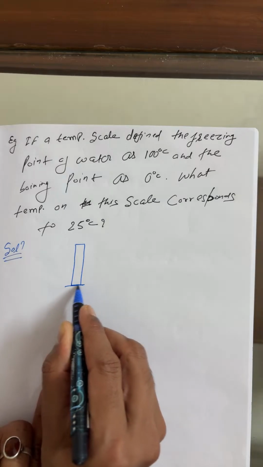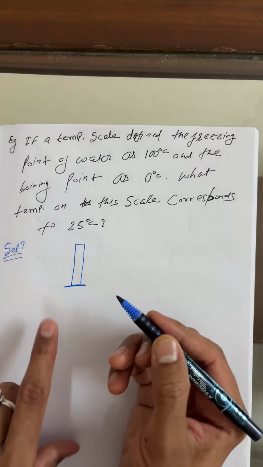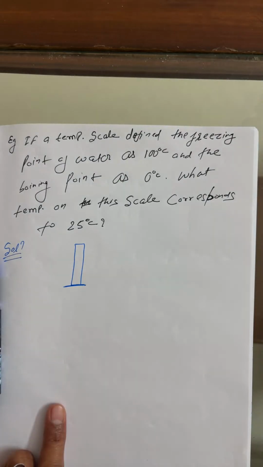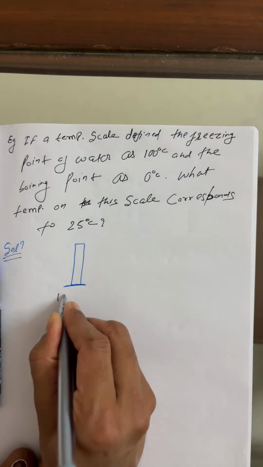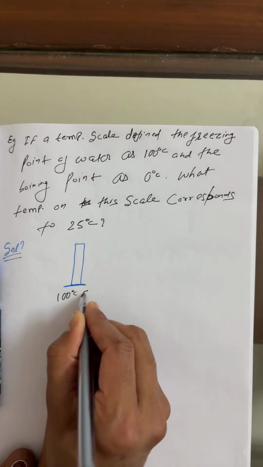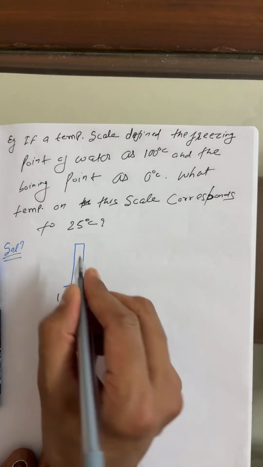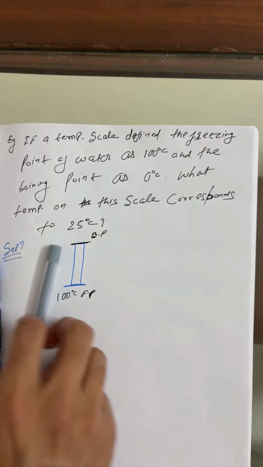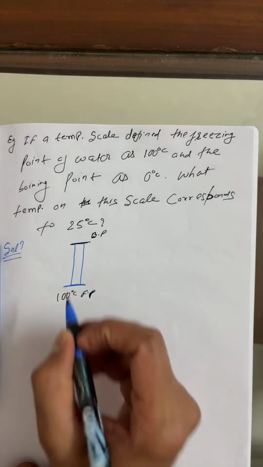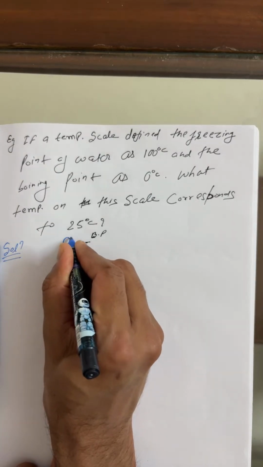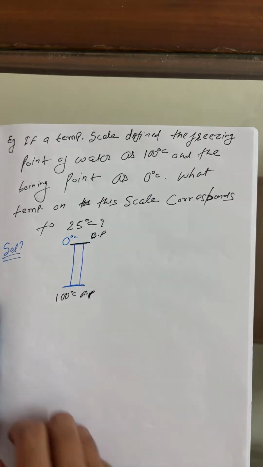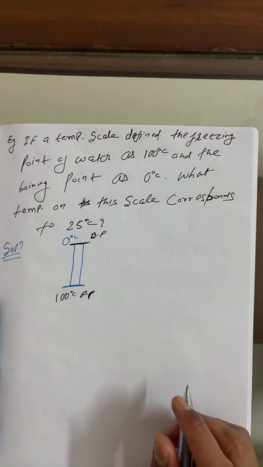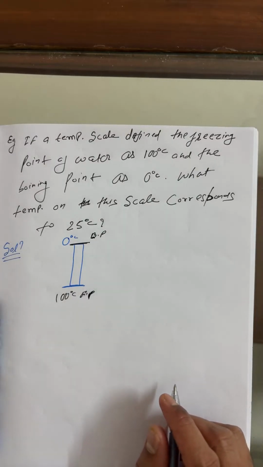What is mentioned in the question? Freezing point, 100 degrees Celsius. Now this is the boiling point. At the boiling point, what is in the question? This is 0 degrees Celsius. Sir, I think 75. Okay, Sagar, wait, I'll confirm.